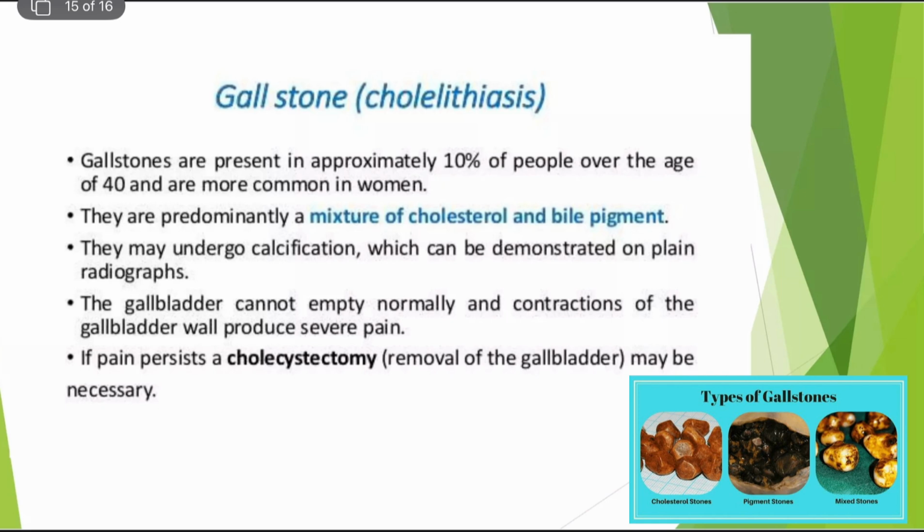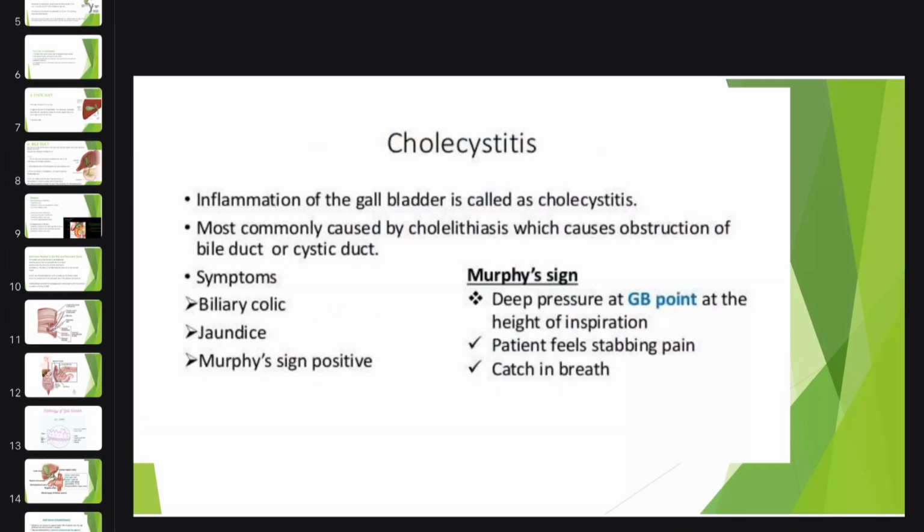Another topic is cholecystitis. Cholecystitis is the inflammation of the gallbladder, and it presents with Murphy's sign. That is, as I have told you, deep pressure at the GB point. The GB point was what? The tip of the ninth costal cartilage at the height of inspiration. The patient feels stabbing pain and catches their breath. The symptoms of cholecystitis are biliary colic, jaundice, and positive Murphy's sign.